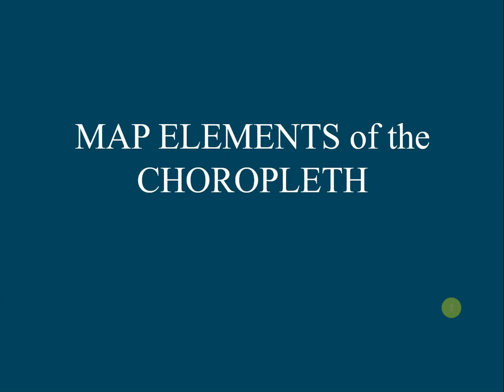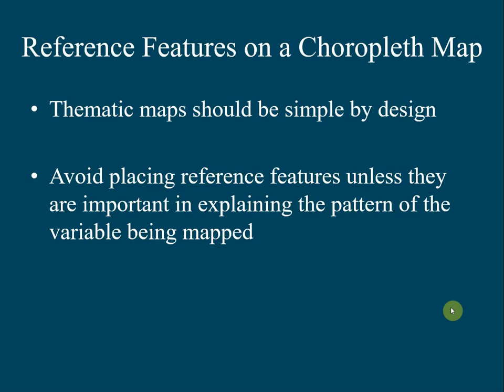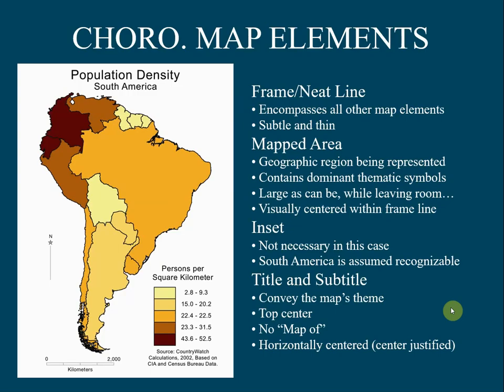All right, so now we're going to get into map elements of choropleth maps. So certain reference features that we typically see. Thematic maps should be simple by design, which means we want to avoid placing reference features unless they are important in explaining the pattern of the variable being mapped. Right? I don't want to have north arrows where I don't need north arrows, and so on and so forth.